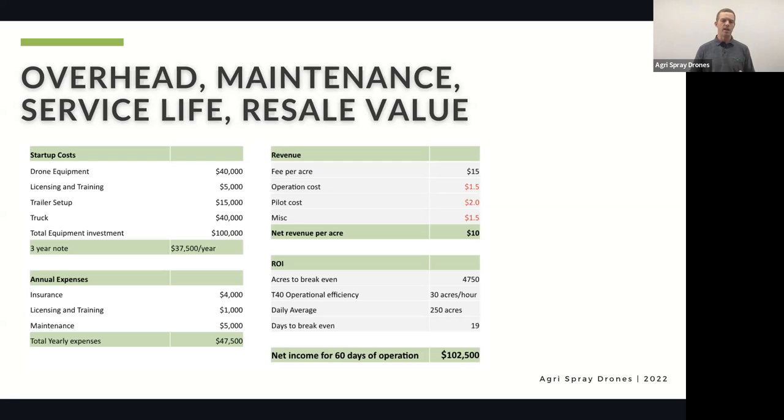And then if you just break that down to ROI, let's say 60 days of operation. If we look at the summer, we have about 60 days that you could operate. And on a T40, you're looking at about 30 acres per hour. That's fairly conservative, 250 acres per day. So about $100,000 of net income at 60 days of operation. And of course, this ranges wildly depending on what you are actually doing.